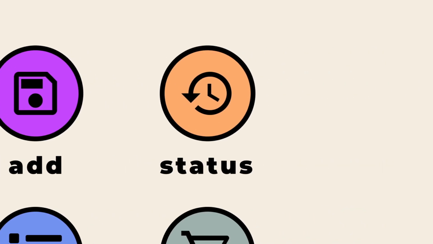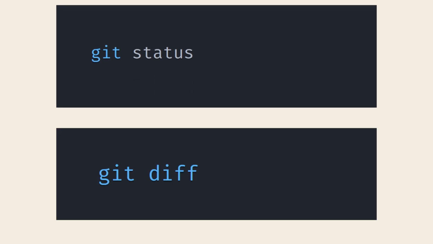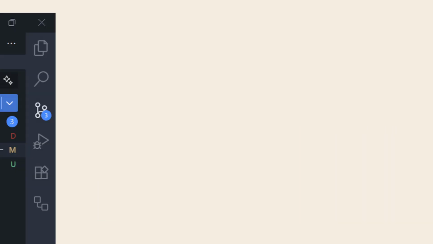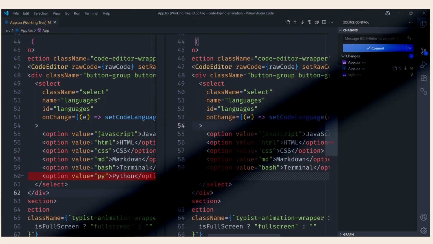Git status. If you forgot what you have changed, you can use this command to check the history, or type this command to see unsaved changes. Or better, just click on this icon in VS Code, it shows all the details in nice UI.